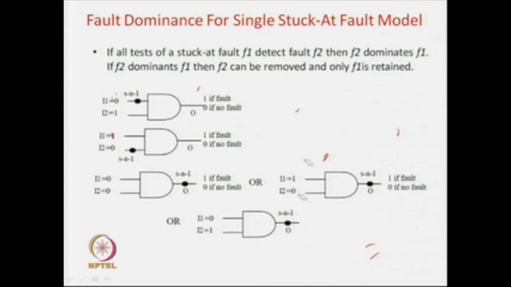Now, let us look at the formal definition. The formal definition states that if all tests for a stuck at fault F1 detect a fault F2, see, all tests of stuck at fault F1. So all tests for F1 is what? Only 0, 1, because this stuck at one fault has only one pattern. So that is 0, 1.